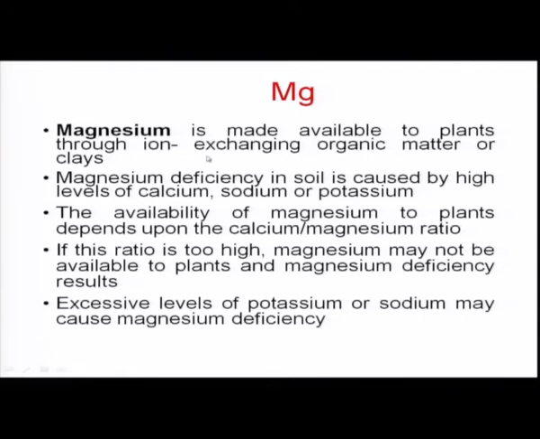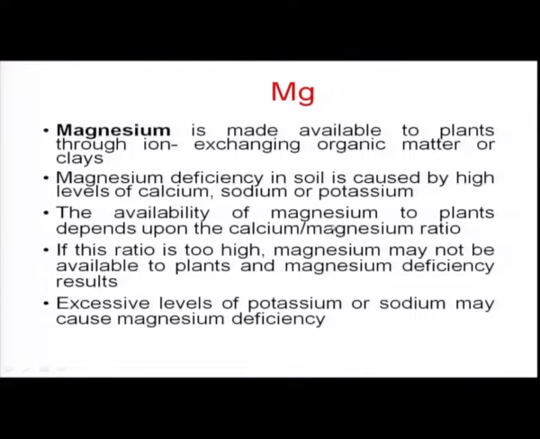Another important element is magnesium, which is usually present in soil, and magnesium is made available to the plant through ion exchange, from organic matter or clay. The magnesium is usually bound to organic matter and clay and normally made available through ion exchange reactions to the plant whenever it is required. And magnesium deficiency in soil is caused by high levels of calcium, sodium or potassium, again a competitive reaction.